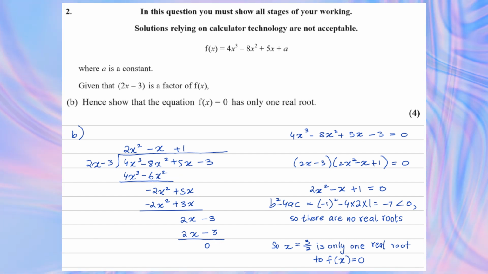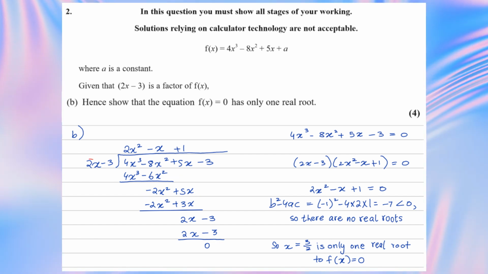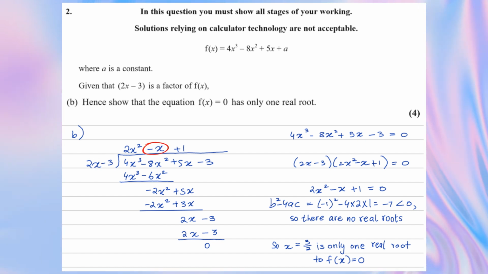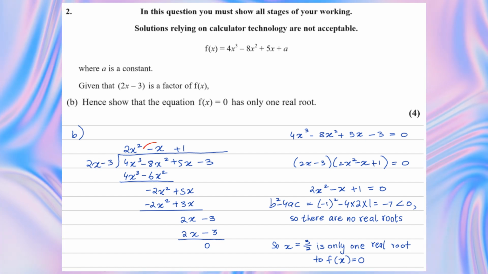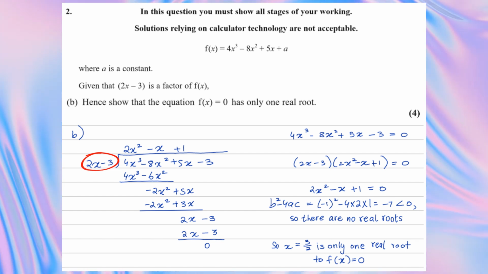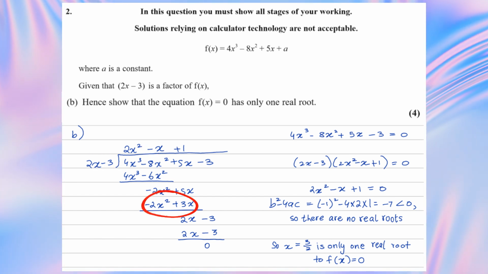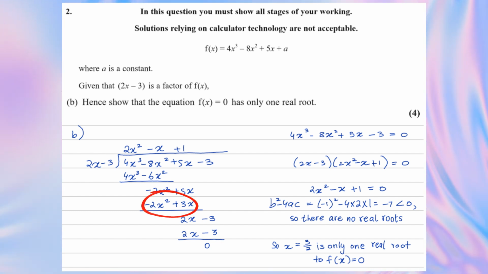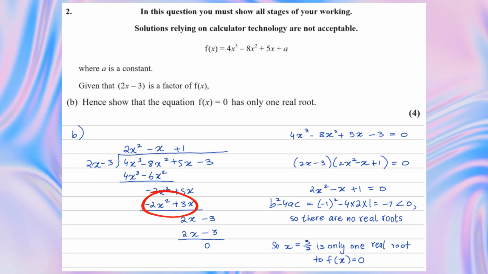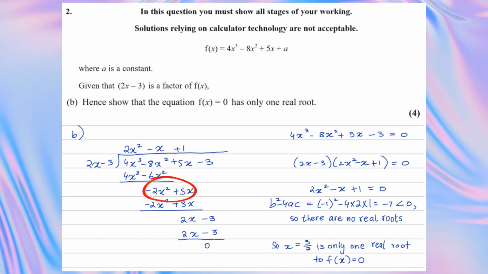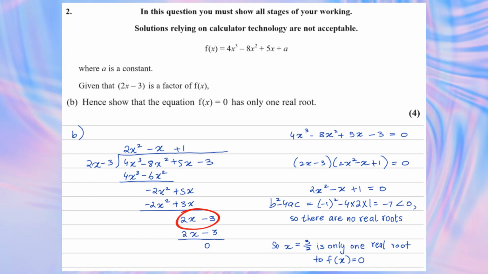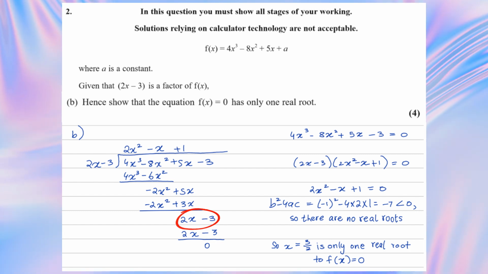Now we repeat the process and divide minus 2x squared by 2x. This gives us minus x, which we write at the top here. Now multiply 2x minus 3 by minus x. This gives us minus 2x squared plus 3x, and we write that down here. Now, we subtract minus 2x squared plus 3x from minus 2x squared plus 5x. This gives 2x minus 3, and we write it down here.